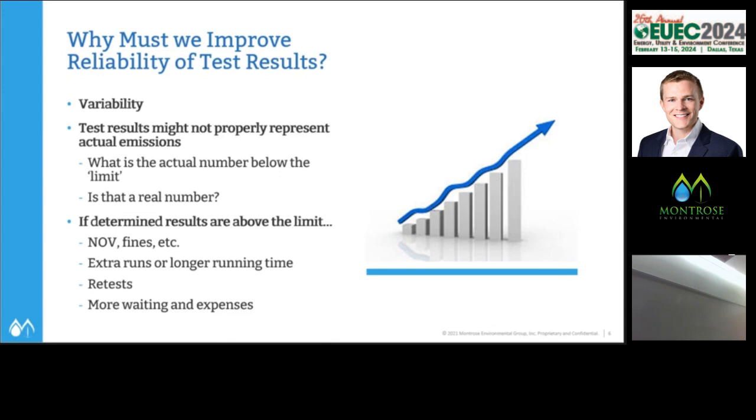Numbers below detection, right? Is it a real number? You don't know. On the contrary, if your numbers are higher, right, it's also bad because you're going to face NOVs, which are fines from the EPA. You're going to get public scrutiny. People are going to be pointing the finger at you. You don't want that. And furthermore, once you fix everything, which is expensive, you've got to go out and retest.